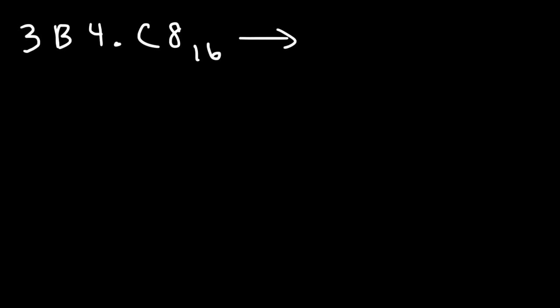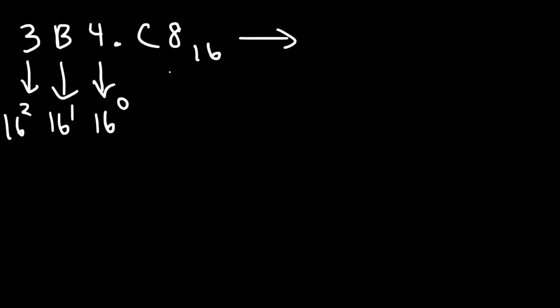Now let's consider one more example. So let's say we have a fractional hexadecimal number. As you can see, we have a decimal point. How can we convert this into a base 10 number? So go ahead and try this problem. Well, we know the first digit to the left of the decimal point is going to be multiplied by 16 to the 0 power. And then the next one is 16 to the first, and then 16 to the second power.